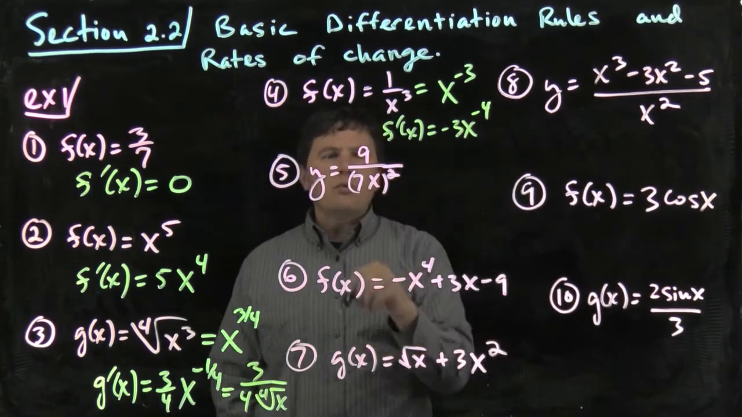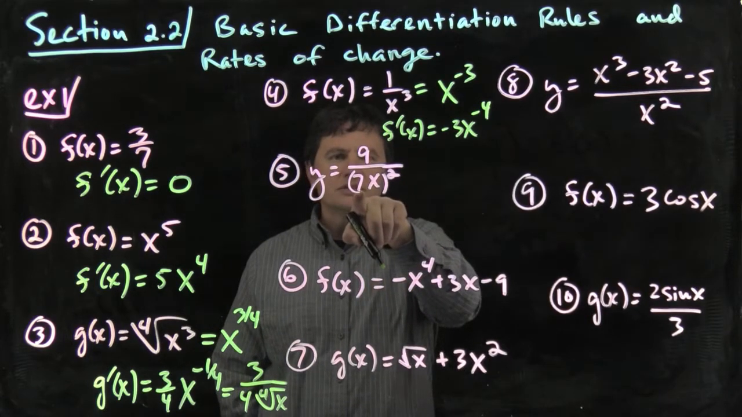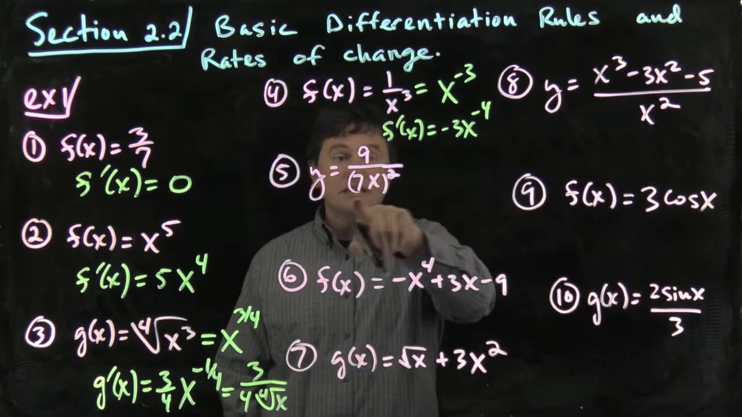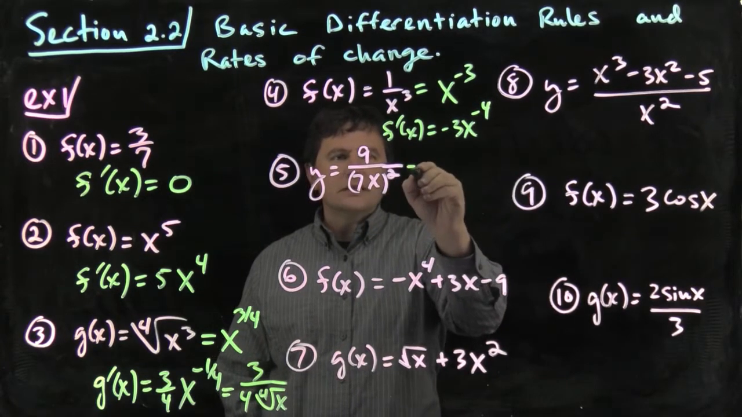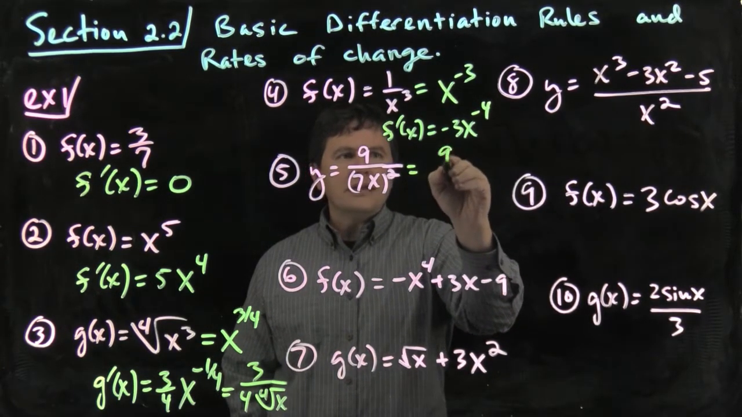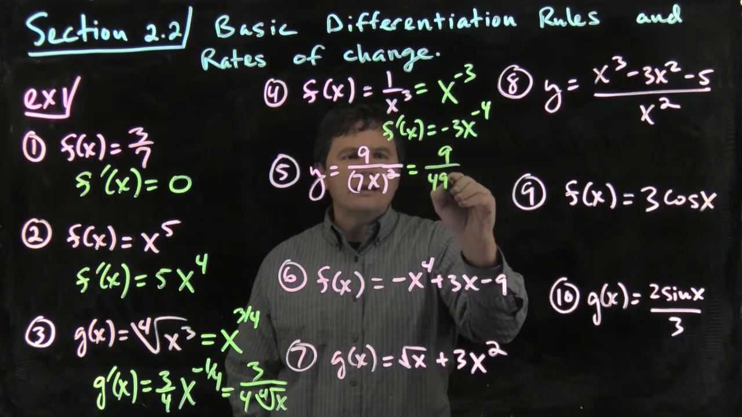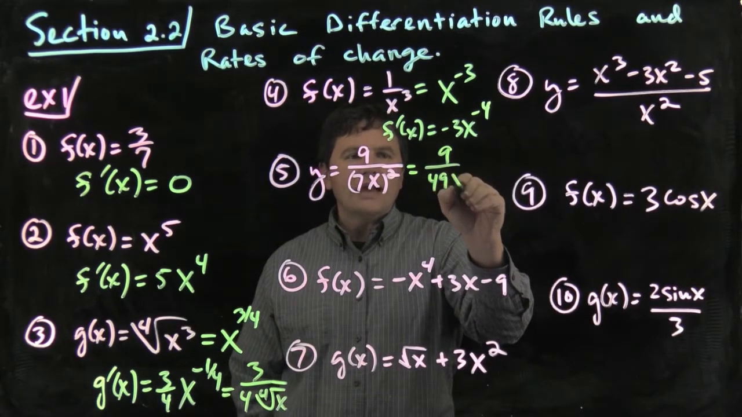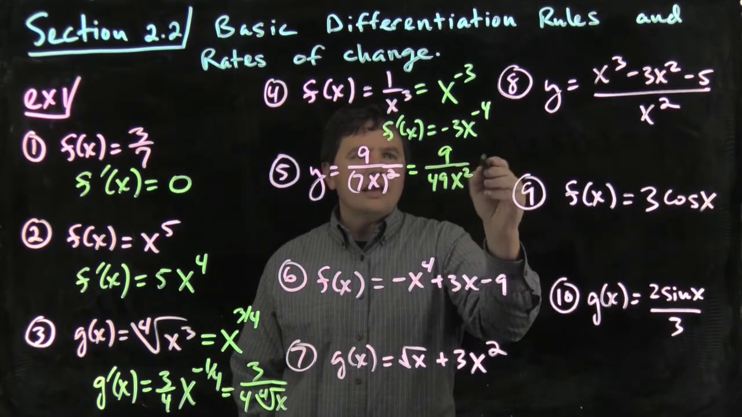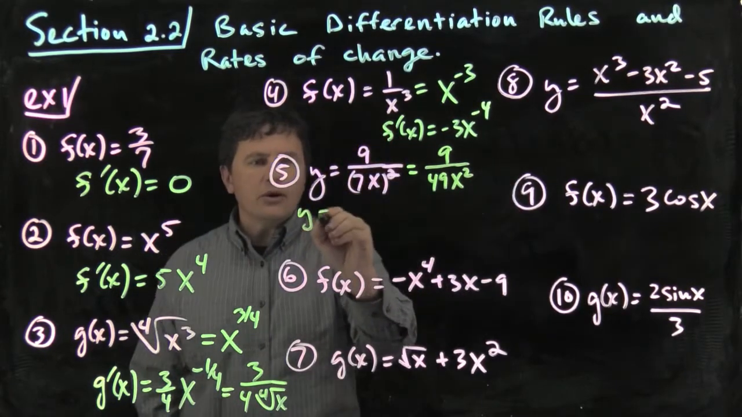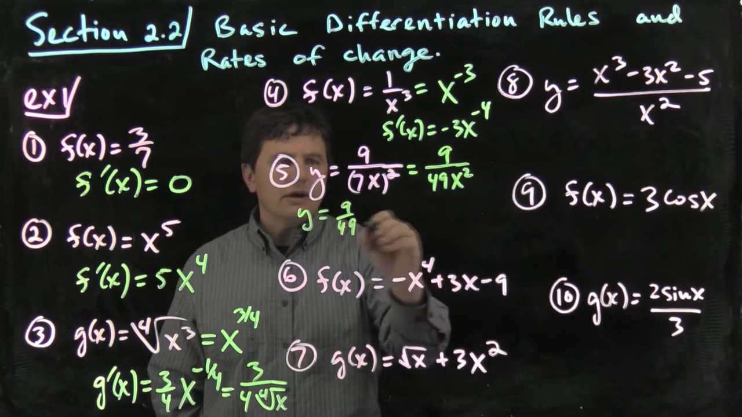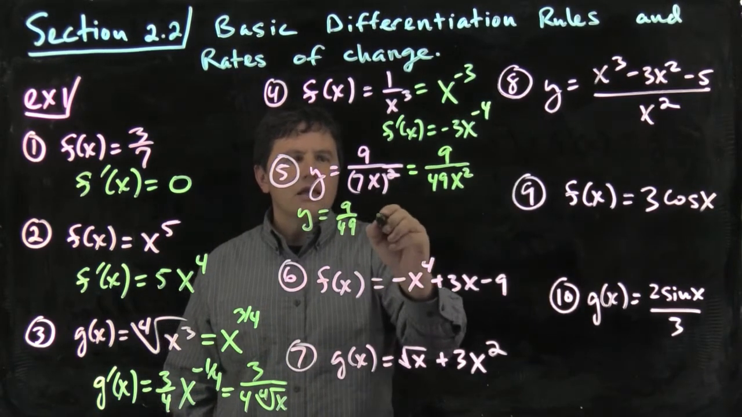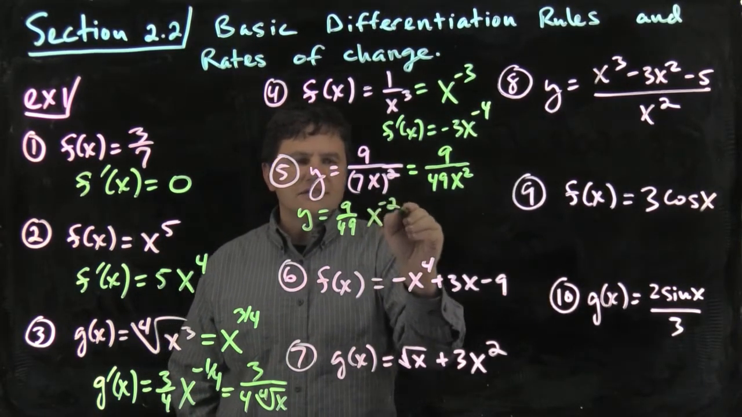Okay, this is one we want to be careful with. Notice we're taking 7x, the whole quantity, squared. That means 7 is being squared and the x is being squared. So that's going to be 9 over 49 x squared. And then I rewrite that thing. Let me rewrite it here. y is equal to 9/49, right? So just that fraction in front. And then this is going to be x to the negative 2nd.